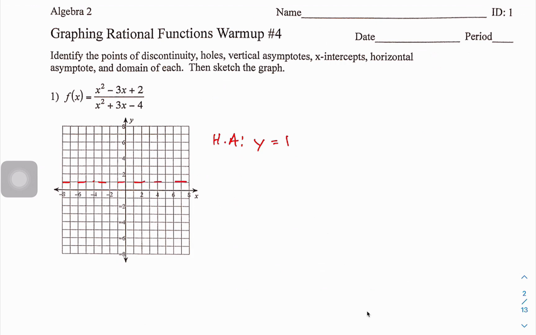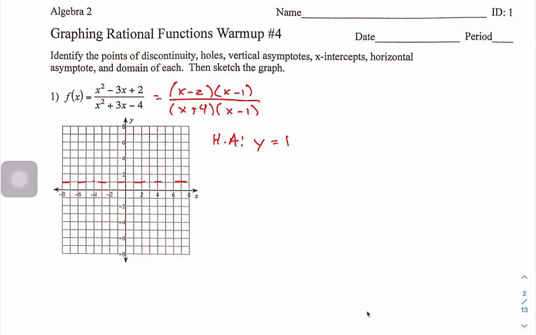Then from there, before we worry about the holes or the vertical asymptotes or any of that kind of stuff, now we need to take a look at the factors and see what exactly can x not equal. What in the denominator when we're looking at 0. So let's go ahead and let's factor this. We end up with x minus 2 and x minus 1 over, here we end up with x plus 4 and x minus 1.